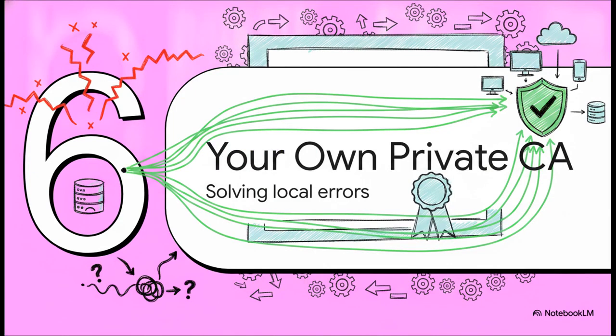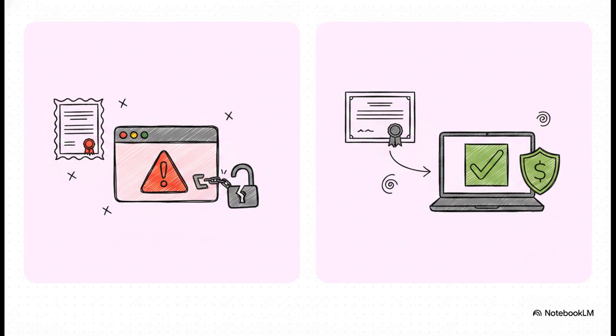So finally, Section 6, your own private CA. If self-signed certificates cause tons of errors and public CAs are just way too tedious and slow for local development, what is a modern developer supposed to do? This is where we solve the localhost problem for good. Just look at the difference here. Over on the left, we have the typical developer workaround, a standard run-of-the-mill self-signed certificate. Yes, it's fast, but it creates all those annoying browser errors because there's simply no chain of trust.